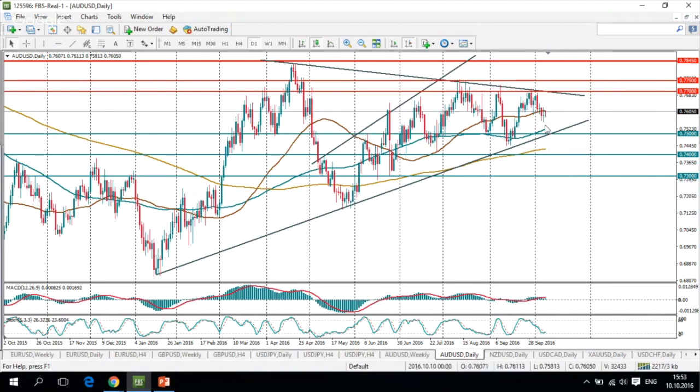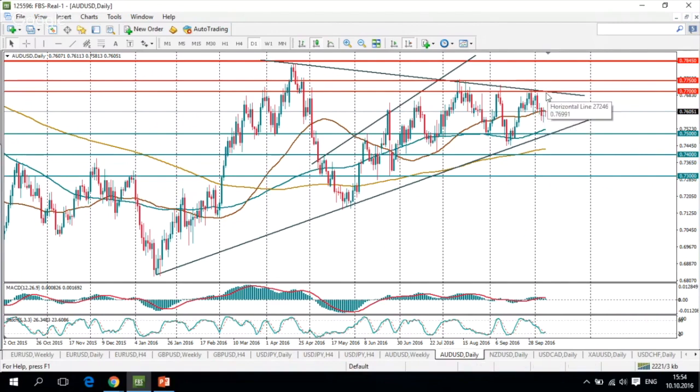I believe that these are the levels to target if we are selling the Australian currency. Here the pair should find some good support, so I don't recommend you to set any bigger targets.